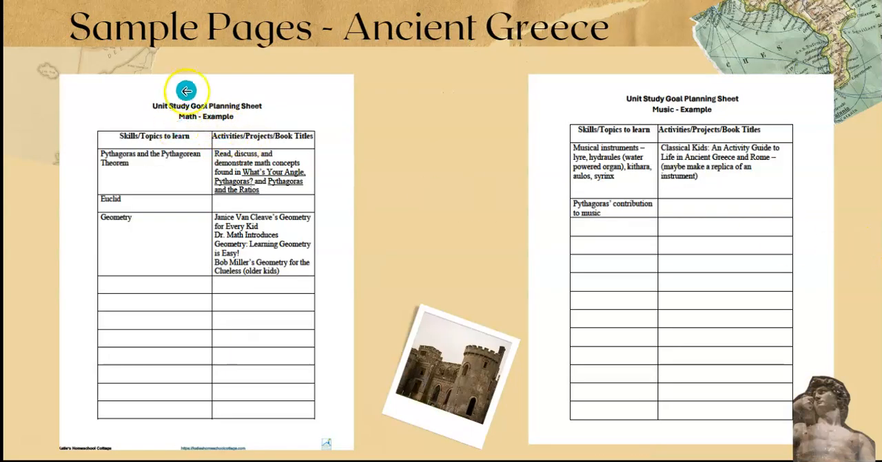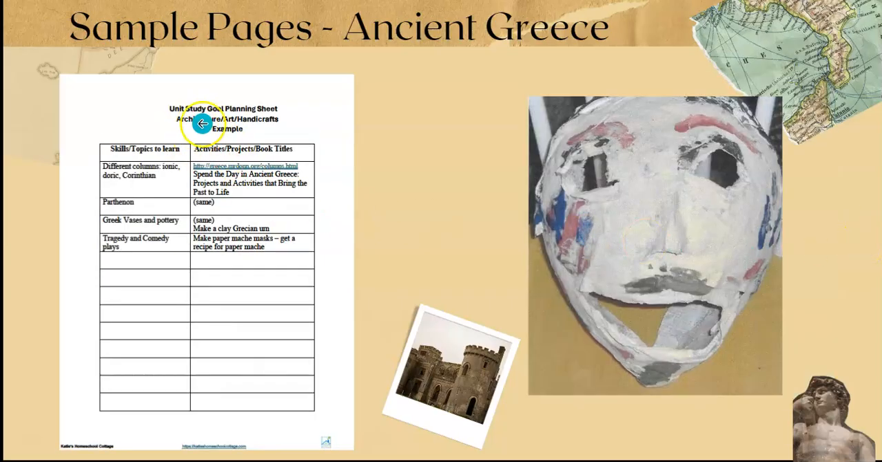And then again, we have math and music, things that we did with music, what we wanted to learn about their instruments, and Pythagoras's contribution to music, and what we were going to use to learn about that. And then the same thing with architecture, art, and handicrafts. You can have a lot of fun with art and architecture as well as handicrafts.